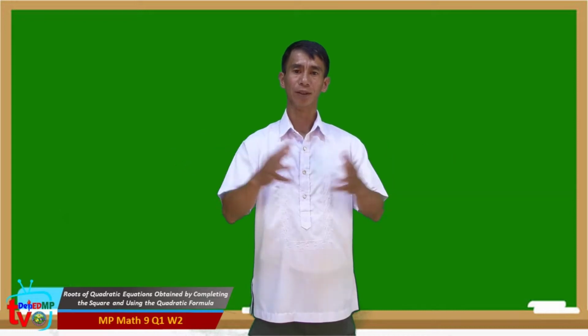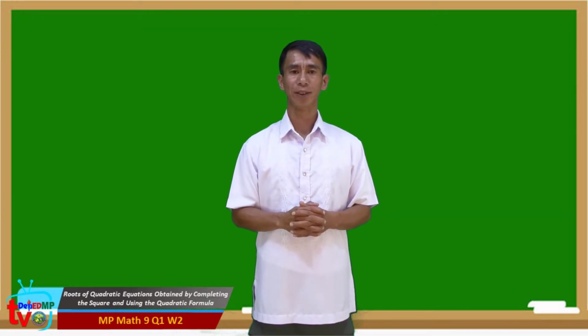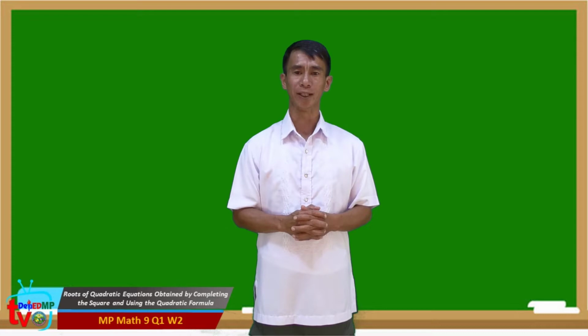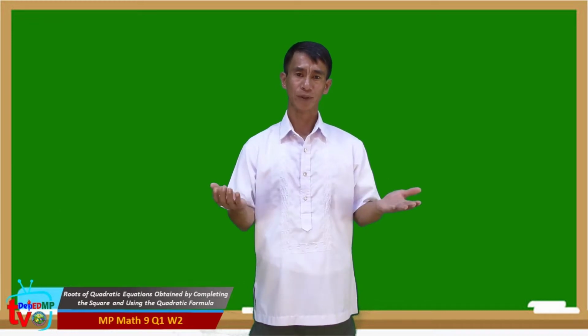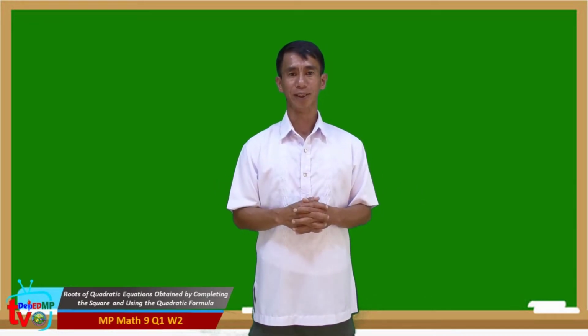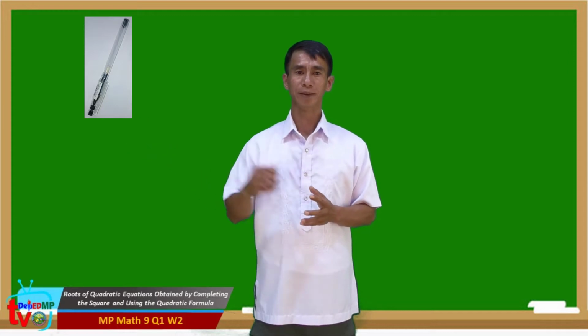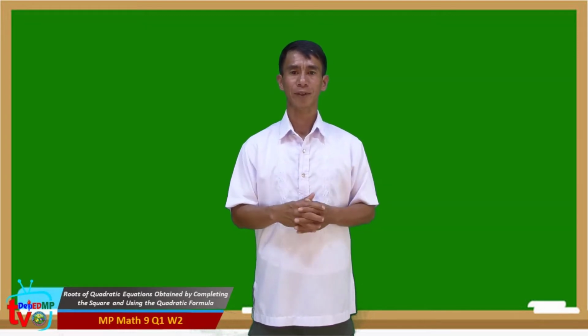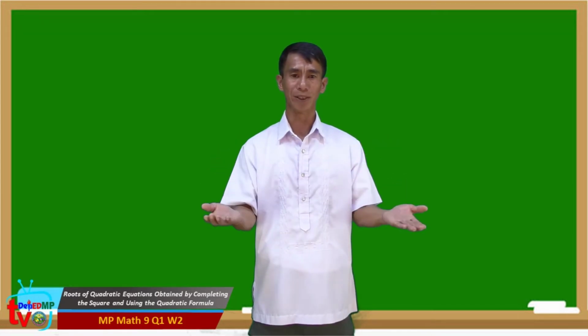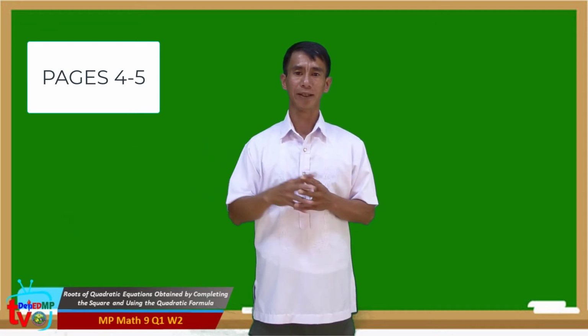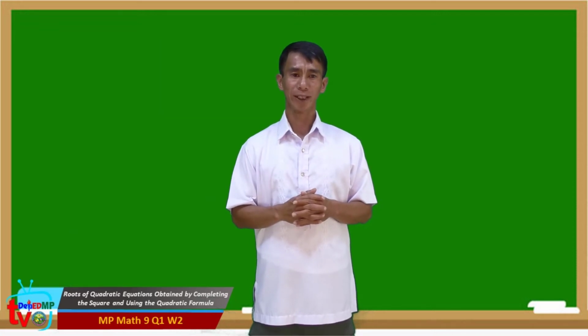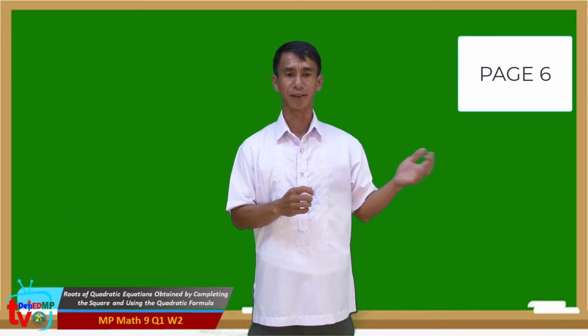You had just learned all the steps in finding or solving the roots or solutions of a quadratic equation by completing the square and using the quadratic formula. So, the next thing you must do is get your pen and your answer sheet. Read the instructions or directions carefully in each activity that you are going to accomplish on pages 4 and 5. Do not forget to answer page 6.